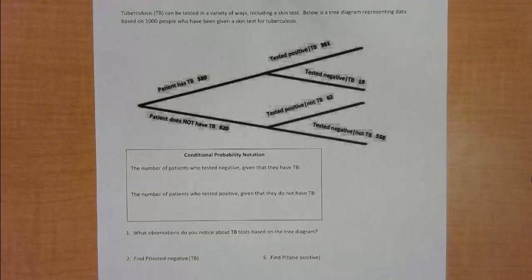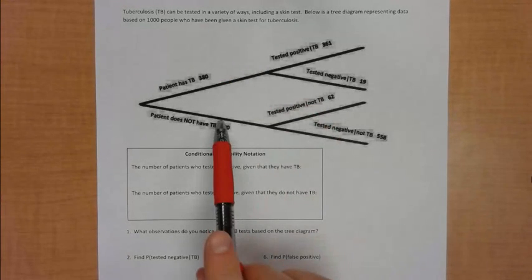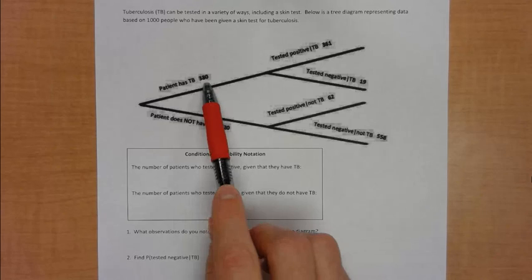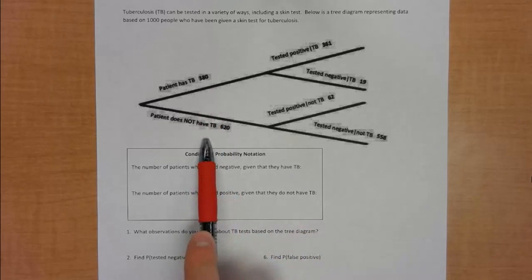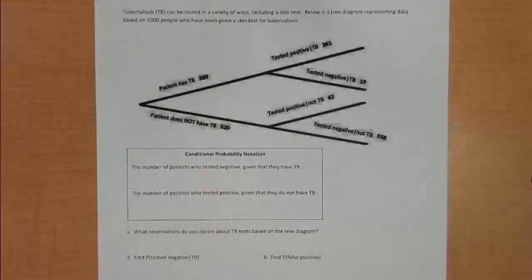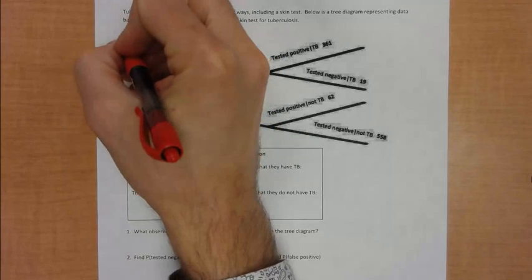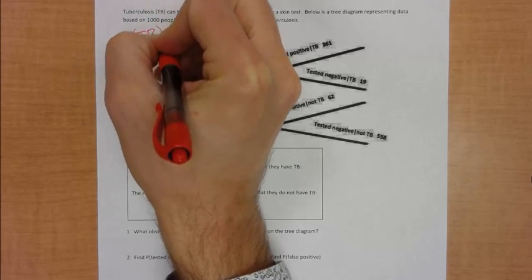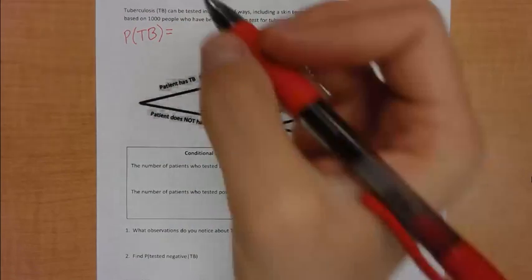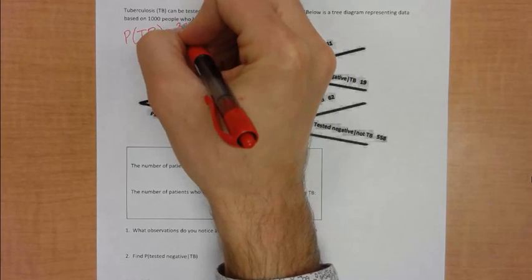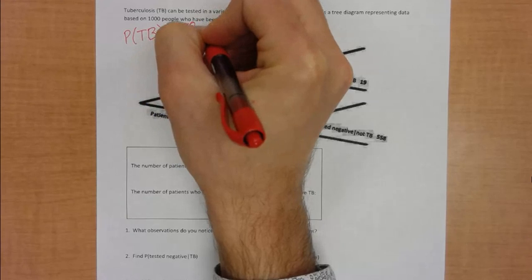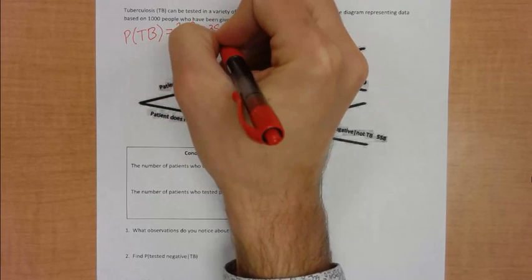For starters, we only have two options at the beginning of this tree diagram. Either they have TB, 380 people, or they do not have TB, so that's 620 people. If I were to write some basic probabilities to start with, the probability of a randomly selected patient having TB would be 380 over 1,000, which as a percentage is 38%.